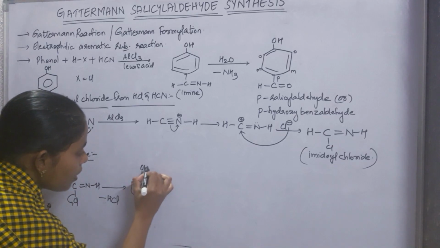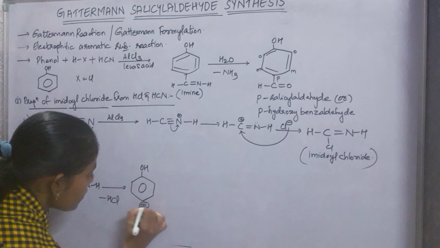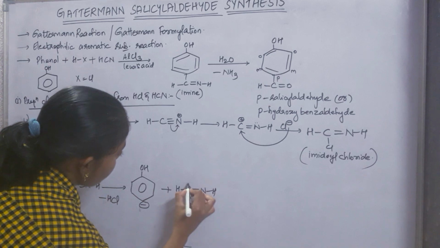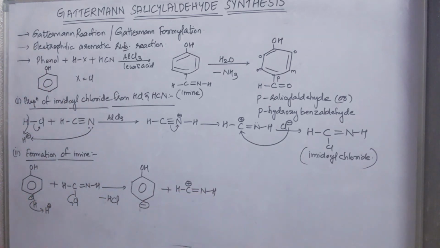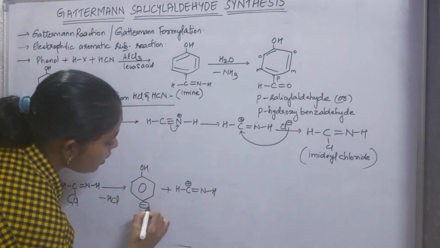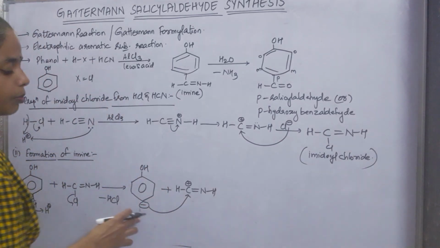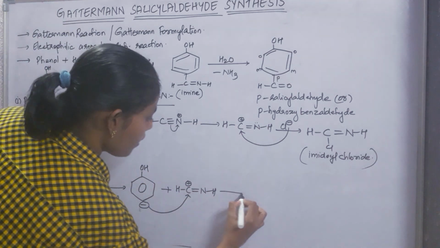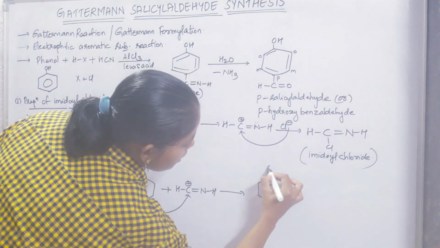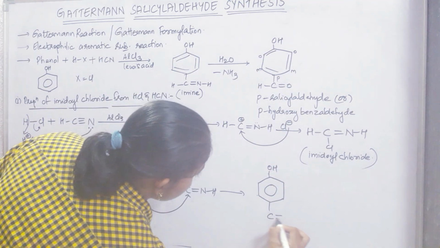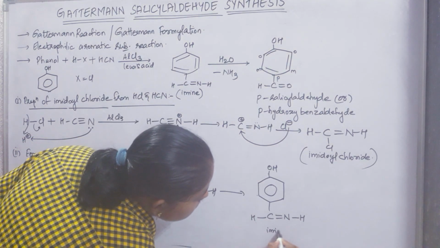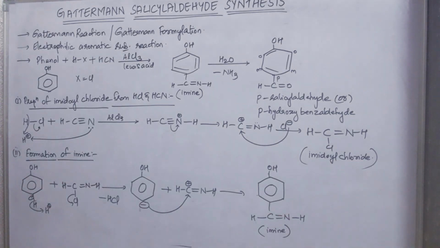Here OH and a negative charge over here, with an electrophile HC double bond NH carrying a positive charge. Now this carbon will donate its electrons to this positively charged carbon, forming a sigma bond between these two carbons, giving us a structure. Here OH, and here we will be writing C double bond NH and an H over here. So this is imine. So now imine is also formed.